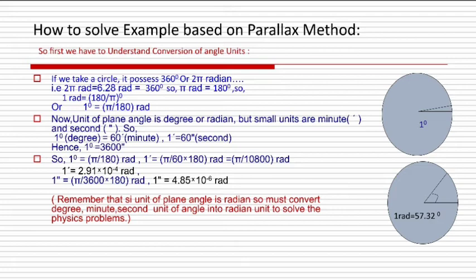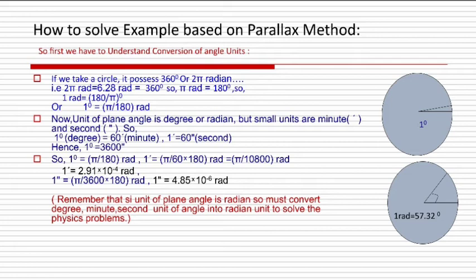So 1 radian is how much degree? It is 57.32 degree. So 1 radian is a bigger unit of the angle. A very small unit of the angle is the second or the millisecond we can take, but generally we are taking the second or the minute. So now the unit of the plane angle is degree or radian, but small units are minute and the second.